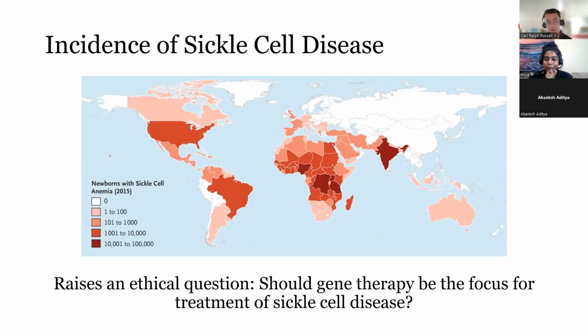Yeah, my thoughts on it is that if gene therapy is, I might have missed if you introduced an alternative to gene therapy for the treatment of sickle cell anemia. If that's the only treatment, it's better to focus on that one treatment versus not having any treatment at all.